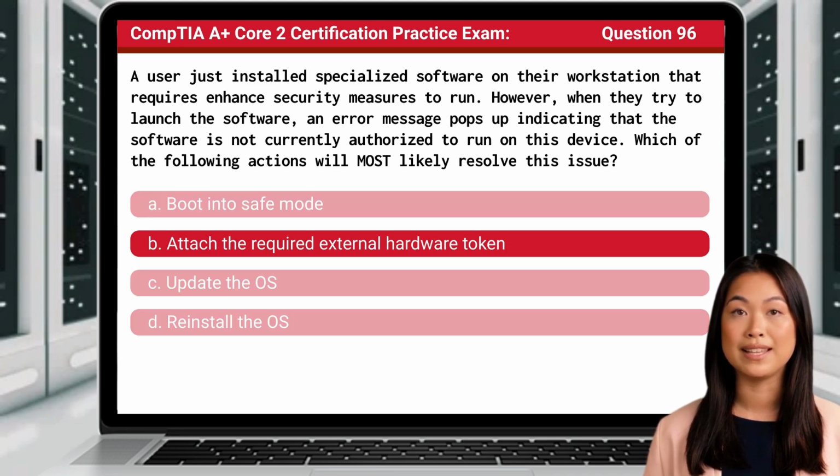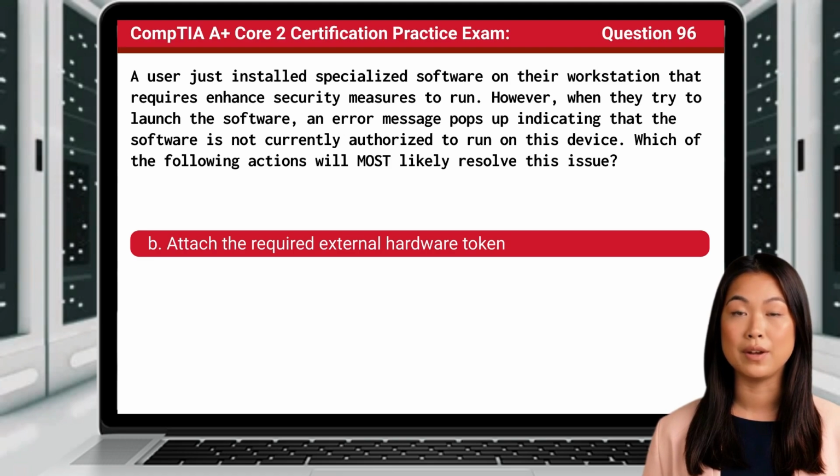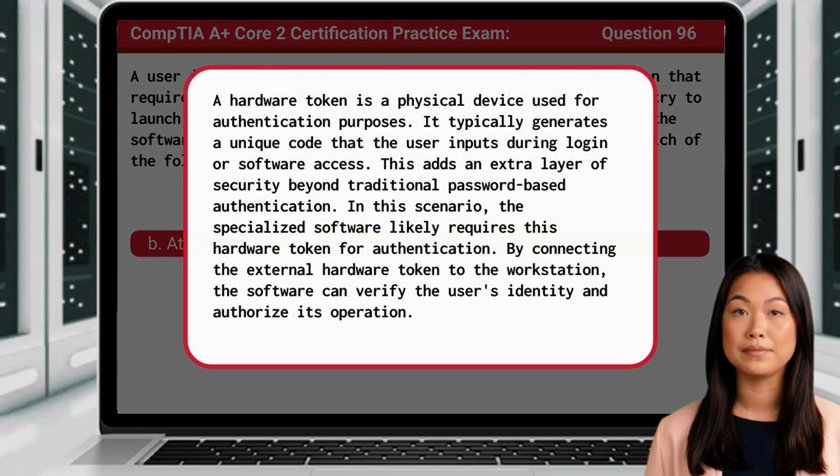The answer is B. Attach the required external hardware token. A hardware token is a physical device used for authentication purposes. It typically generates a unique code that the user inputs during login or software access. This adds an extra layer of security beyond traditional password-based authentication. In this scenario, the specialized software likely requires this hardware token for authentication. By connecting the external hardware token to the workstation, the software can verify the user's identity and authorize its operation.